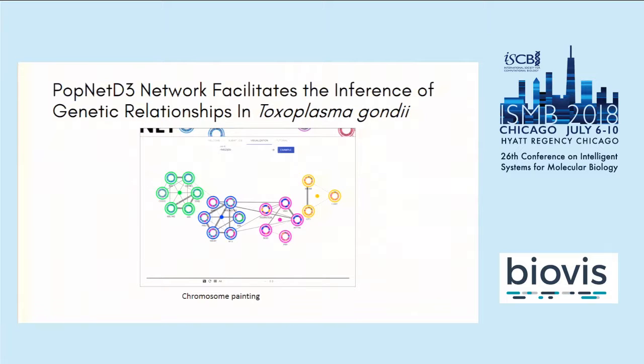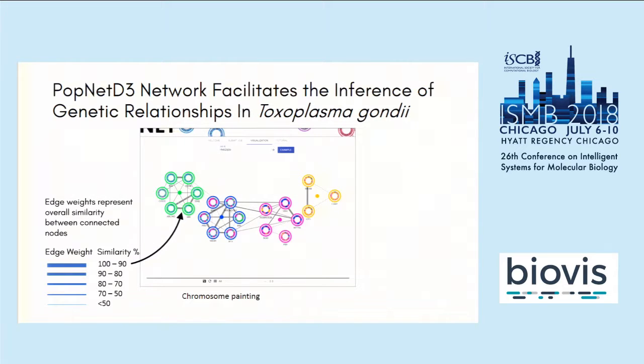And when your job is done, you'll be notified by email and can view your network in our new D3-based, hence the D3, genome or network visualizer. So in this example here, I have 20 Toxoplasma gondii genomes from North America. Each node here is one genome, one sample, and the edge weights represent the overall similarity between the connected nodes. So thicker means more similar overall.